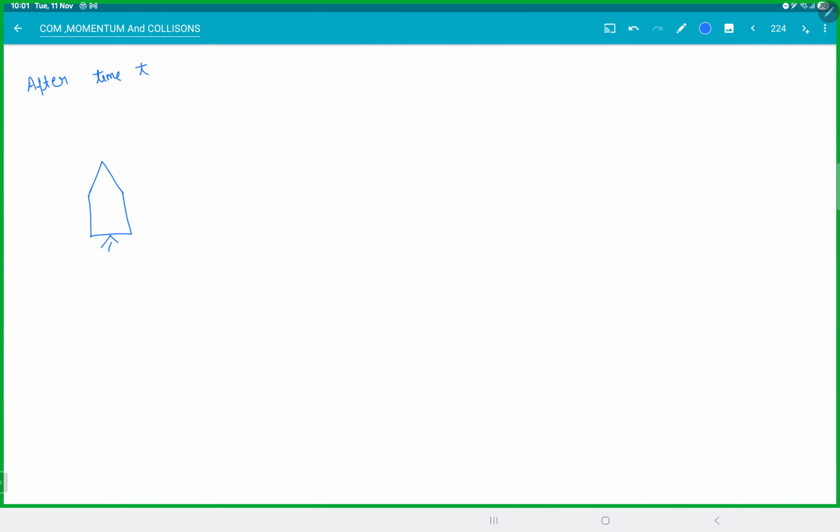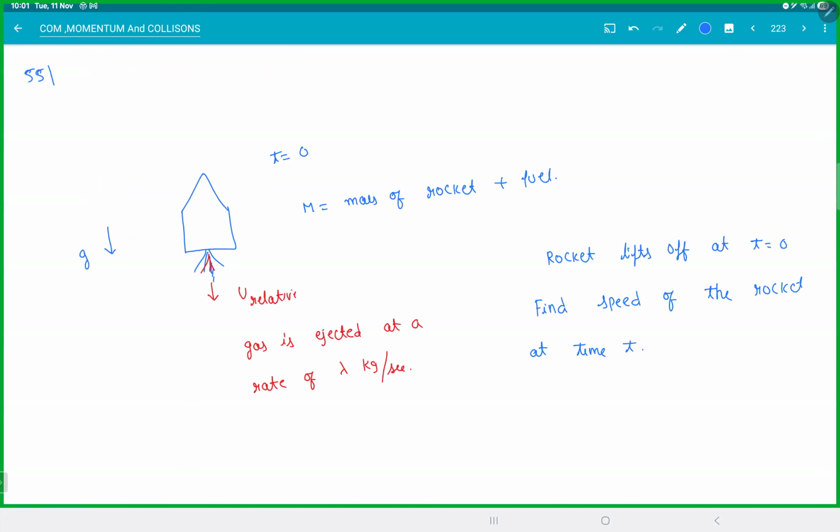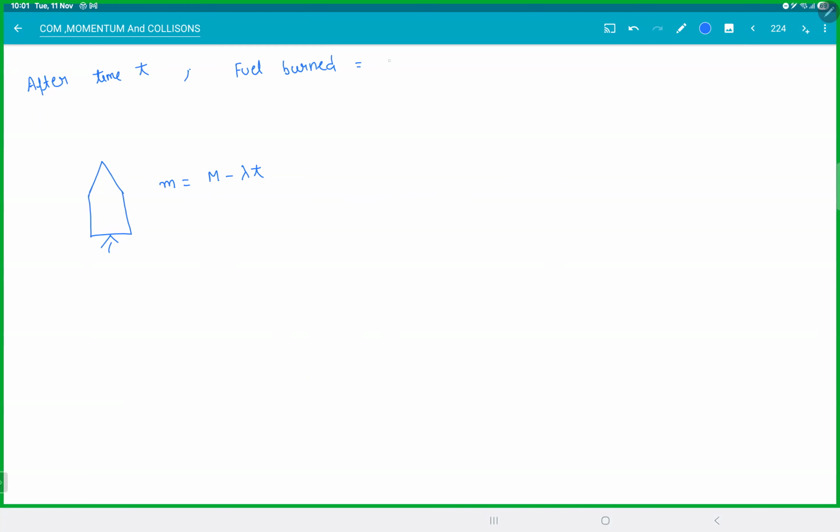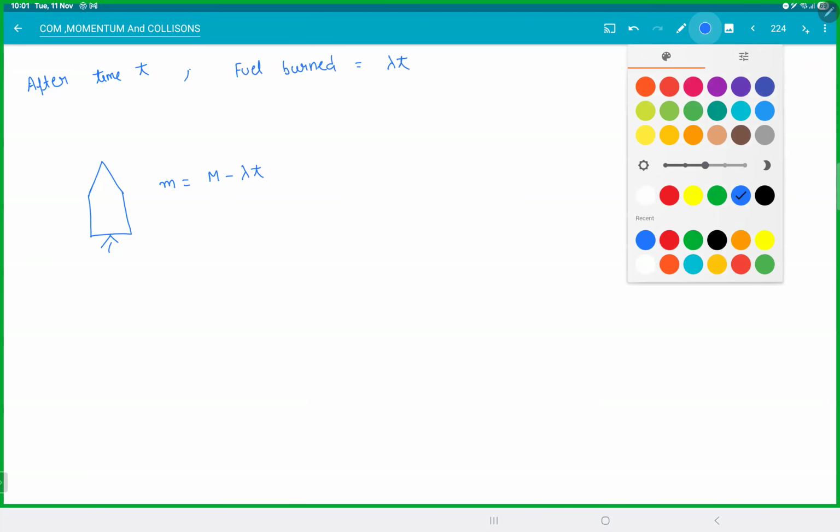After time t, your mass of the rocket will be capital M minus lambda t. Isn't it? That is the amount of rocket fuel burned for time t. Remember, every second you are ejecting lambda kgs per second. So the mass of fuel burned will be lambda into t. So this is the new mass.